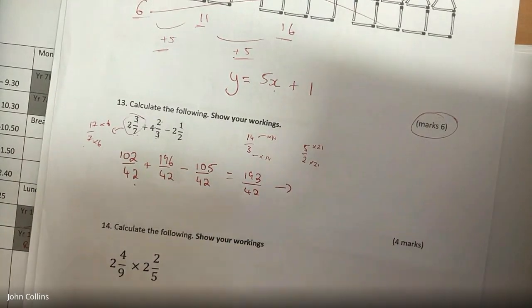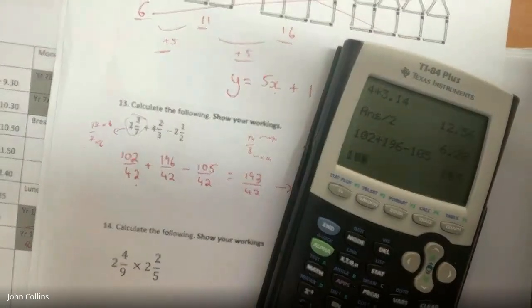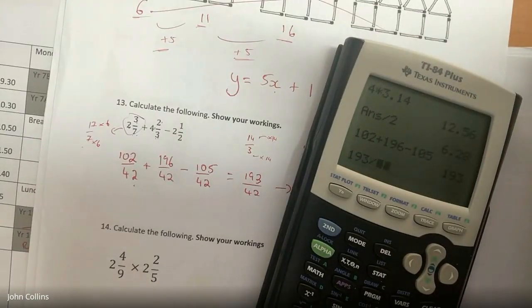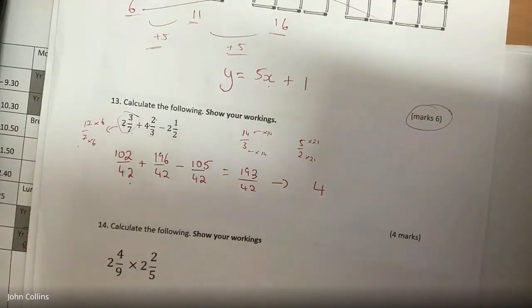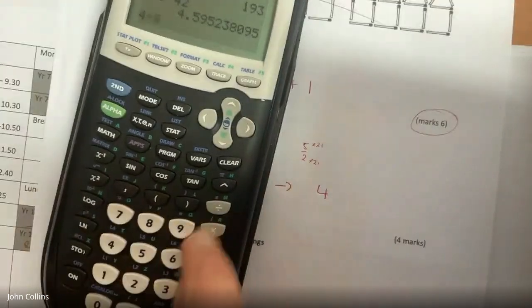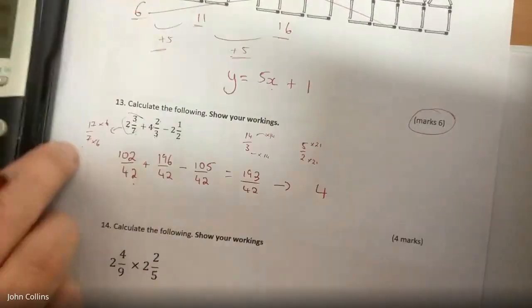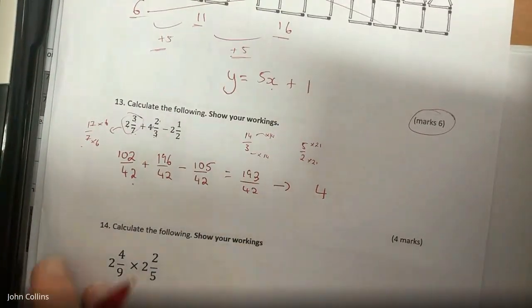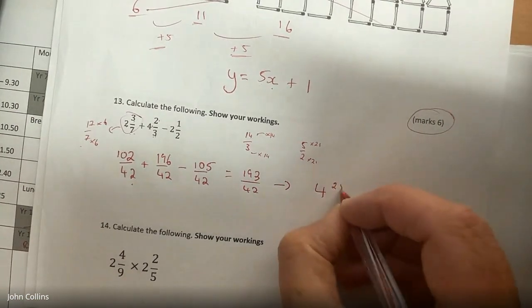Divide that in. 42 fits in. Well, I could check on my calculator how many times it fits in fully. It fits in 4 times fully. And I can use my calculator again to see what I've left. So 4 times 42 is 168. So how much have I left over here? 25, isn't it? So 25 out of 42.